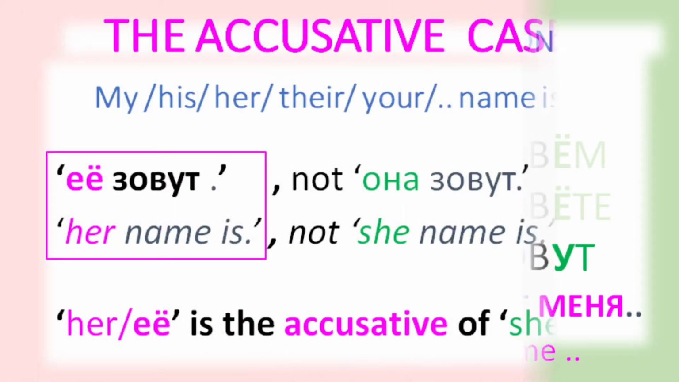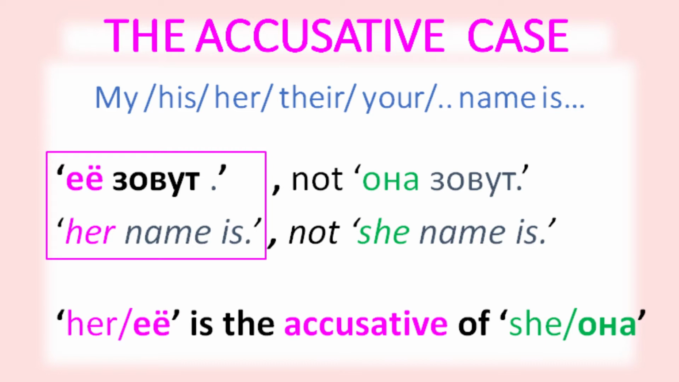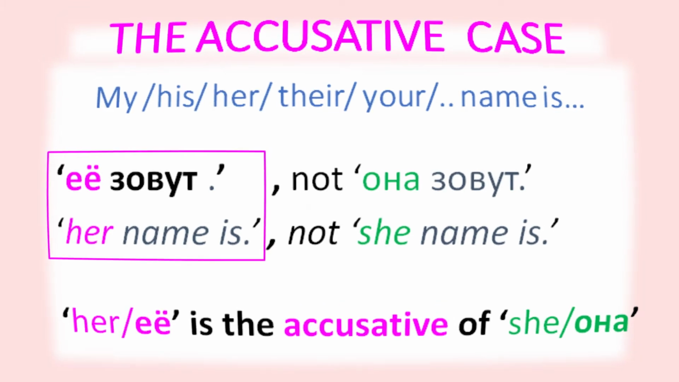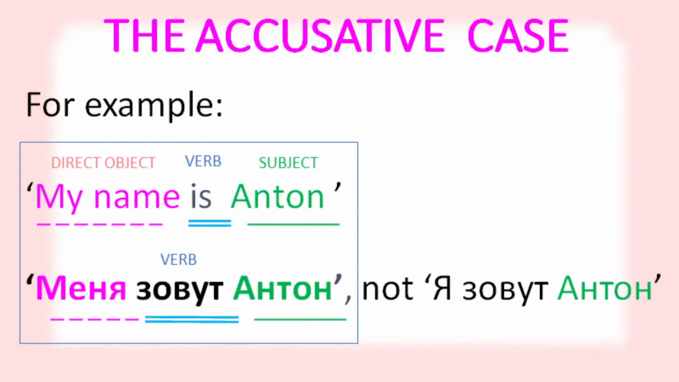For example, in the accusative case, you would say Ее зовут. Her name is, not "she name is" Она зовут. Ее is the accusative of она. For example, my name is Anton, Меня зовут Антон, not Я зовут Антон, where the subject is Антон and Меня is the object.